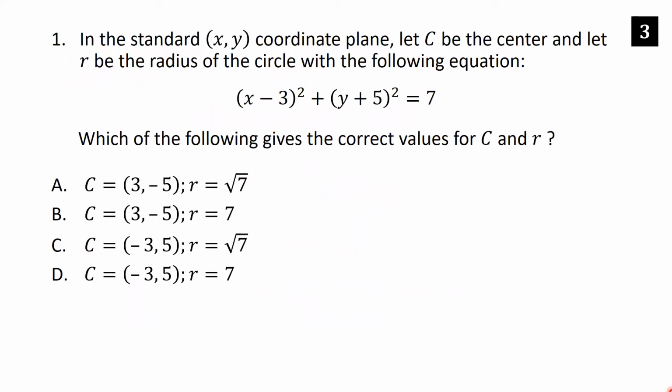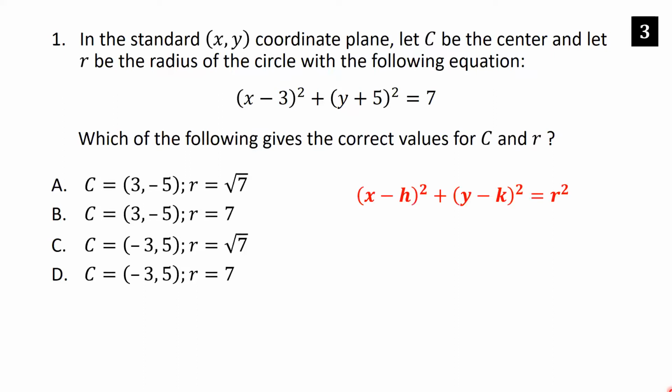Okay, so the first one: in the standard xy coordinate plane, let C be the center and let R be the radius of the circle with the following equation. (x minus 3) squared plus (y plus 5) squared is equal to 7. Which of the following gives the correct values for C and R?